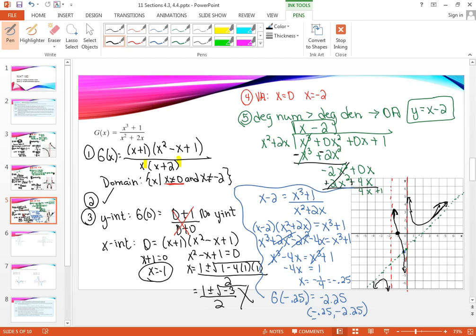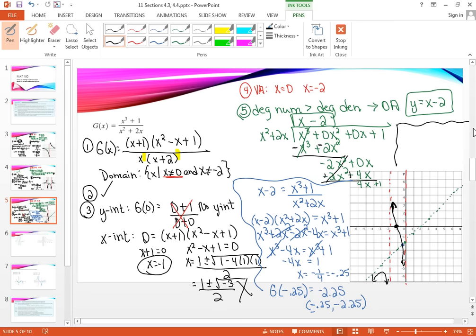Let's check some points though. Let's be sure about it, okay? So let me get that off of there. Let's check a point and get it exactly where it needs to be. How about, I'm going to check 1. Okay, so we need to check, sorry that I'm just squeezing this in here, g of 1. We get 1 plus 1 over 1 plus 2. What's that, 2/3?